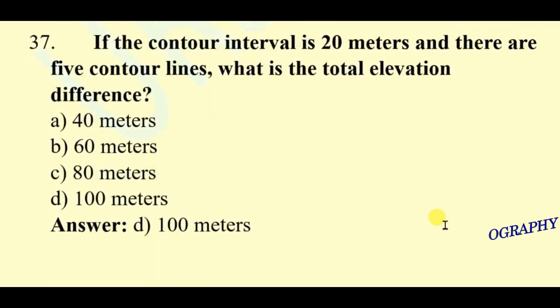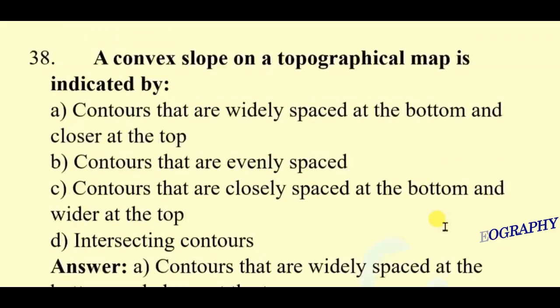Question 37. If the contour interval is 20 meters and there are 5 contour lines, what is the total elevation difference? 40 meters, 60 meters, 80 meters, 100 meters. Here the right answer will be 100 meters.